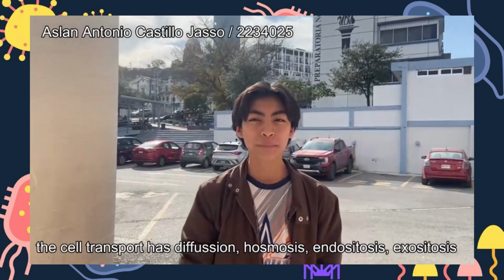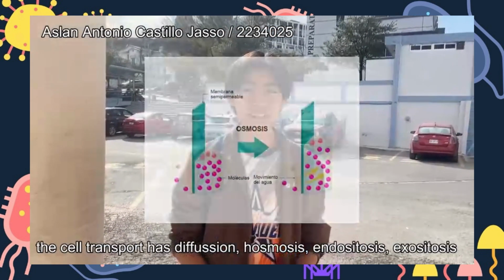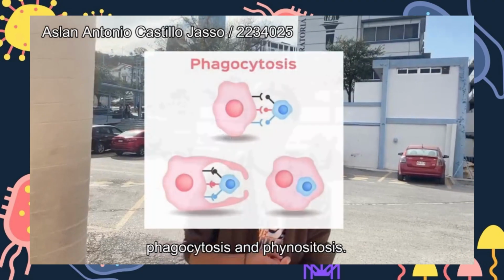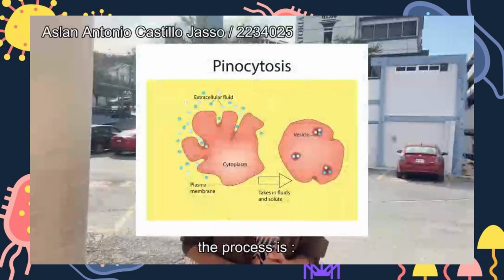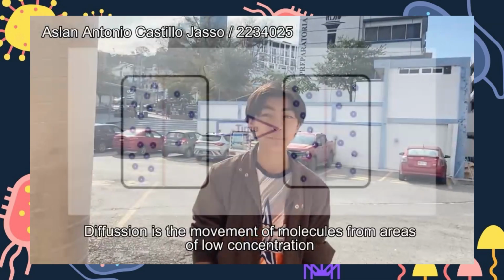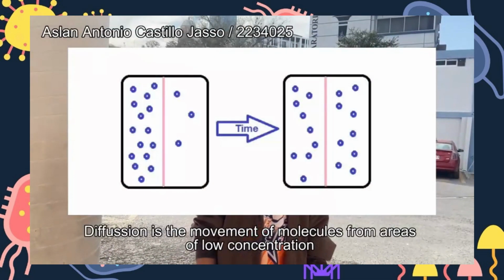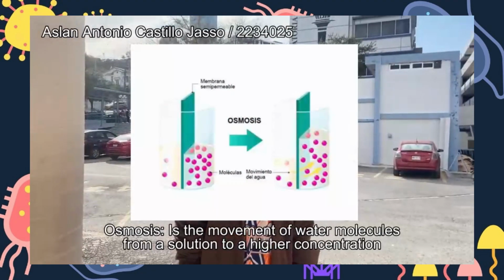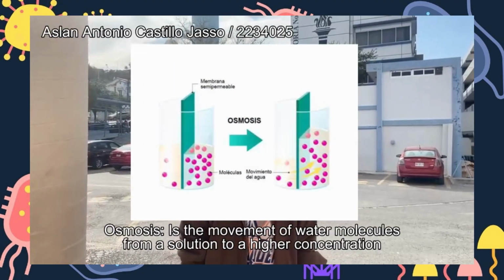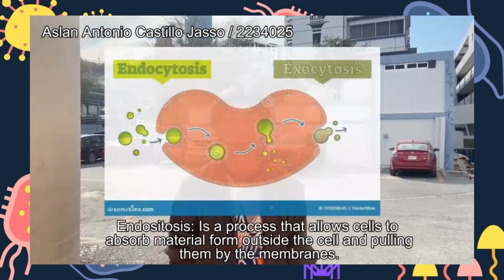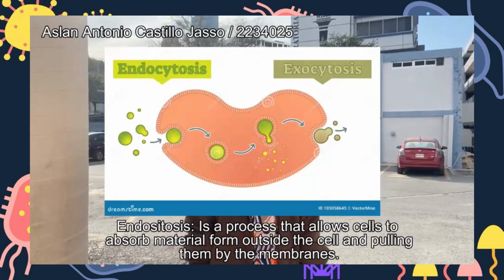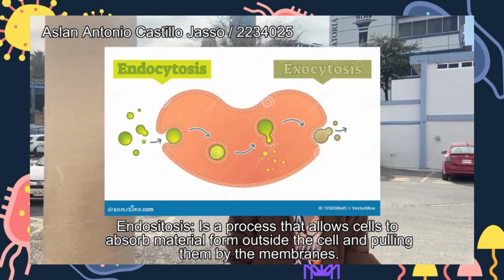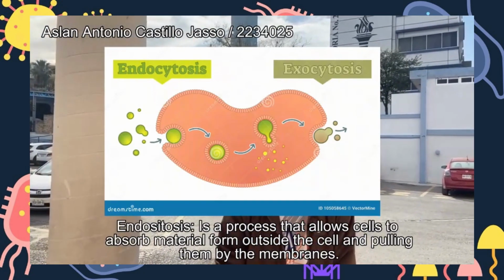Cell transport includes diffusion, osmosis, endocytosis, exocytosis, phagocytosis, and pinocytosis. Diffusion is the movement of molecules from areas of high concentration to areas of low concentration. Osmosis is the movement of water molecules through a membrane from a solution of high concentration. Endocytosis is a process that allows cells to absorb materials from outside the cell, engulfing them with their membranes.